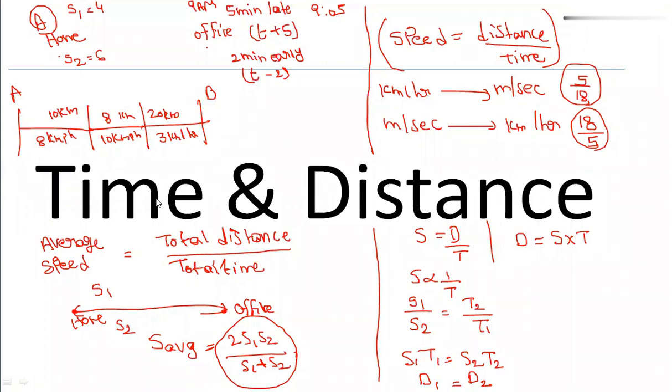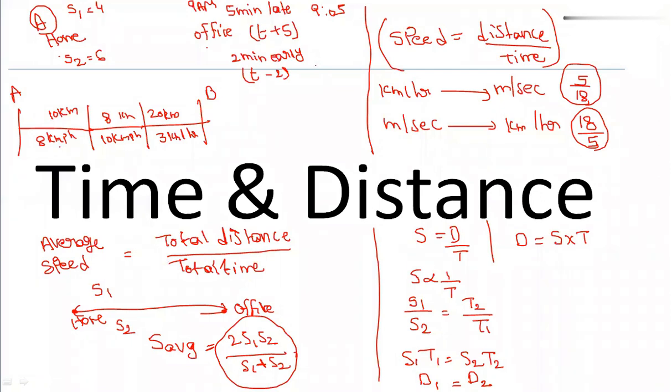If that is the case, then we have to count the total distance and write it in the numerator. And total time means we know how to find out time, right? Time is equal to distance by speed. You have distance and you have speed. You can write it down for the denominator and then calculate. Okay. So that is about average speed.